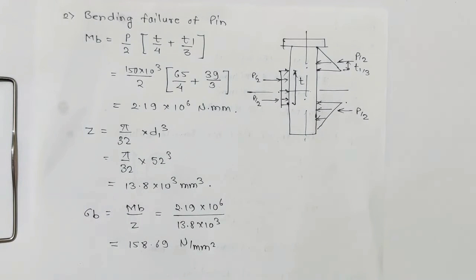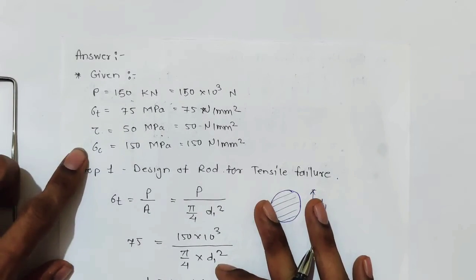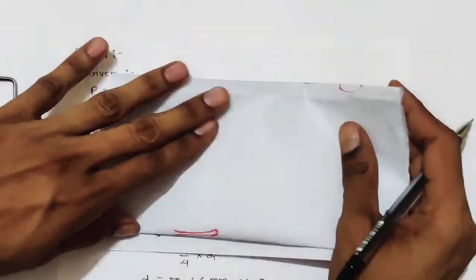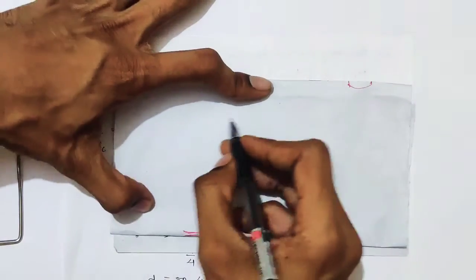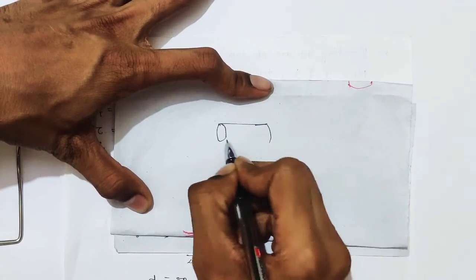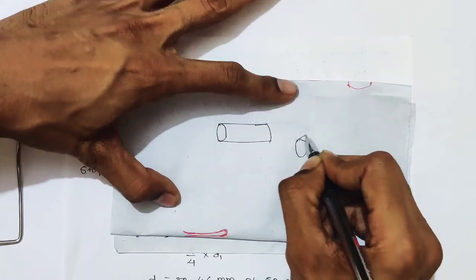But in the question paper, what is given is sigma T, tau and sigma C. Sigma B is not given. So how can we find the value of sigma B? Let's check. Just take any component, I'm taking one shaft. This is the shaft, and it is not having any stress. Now I bend it like this.